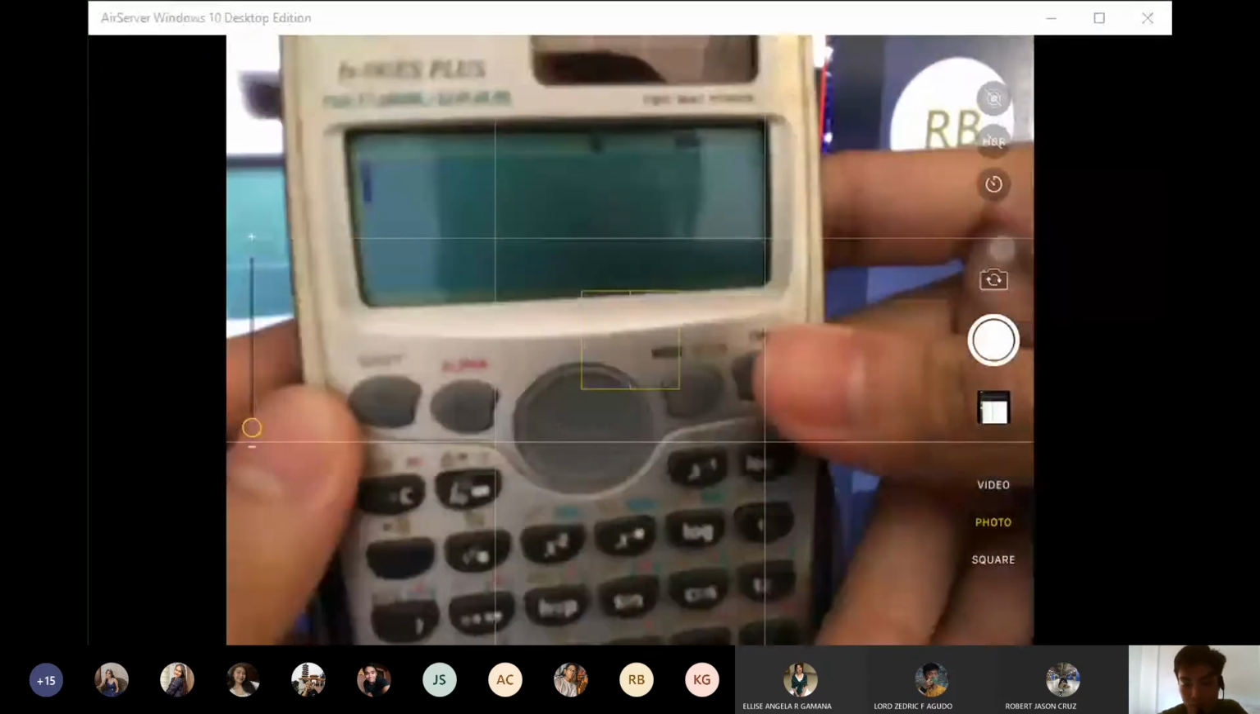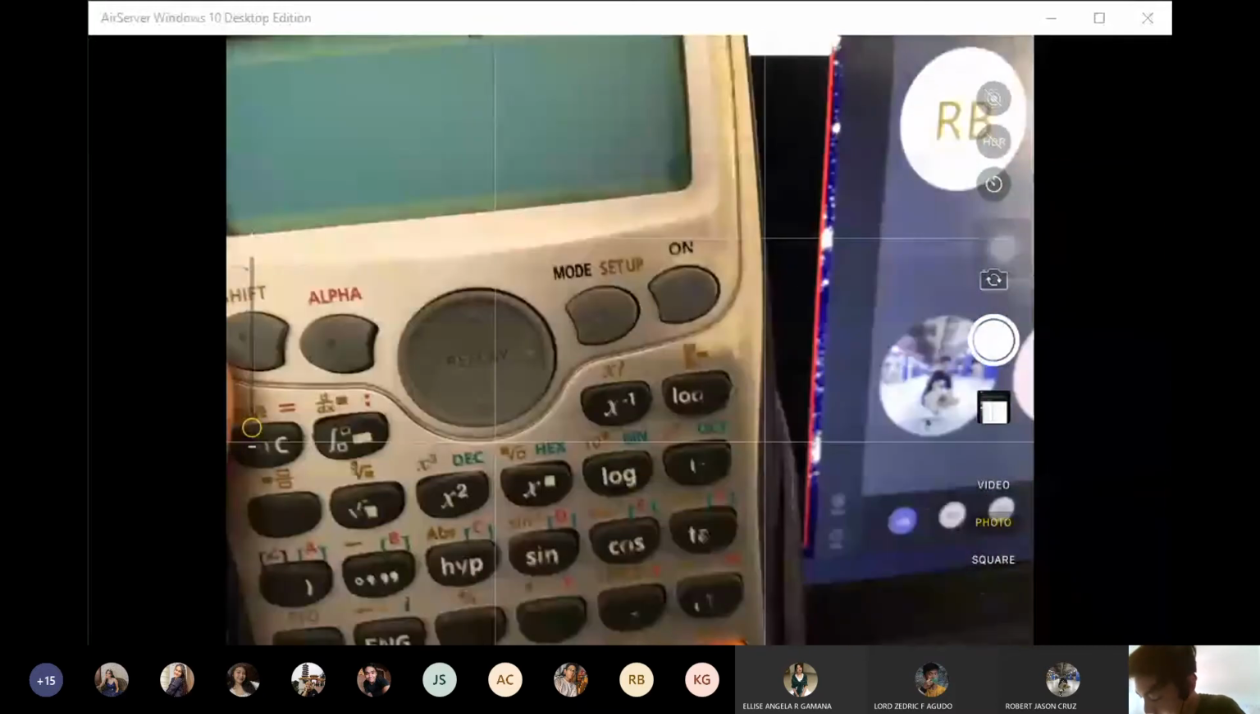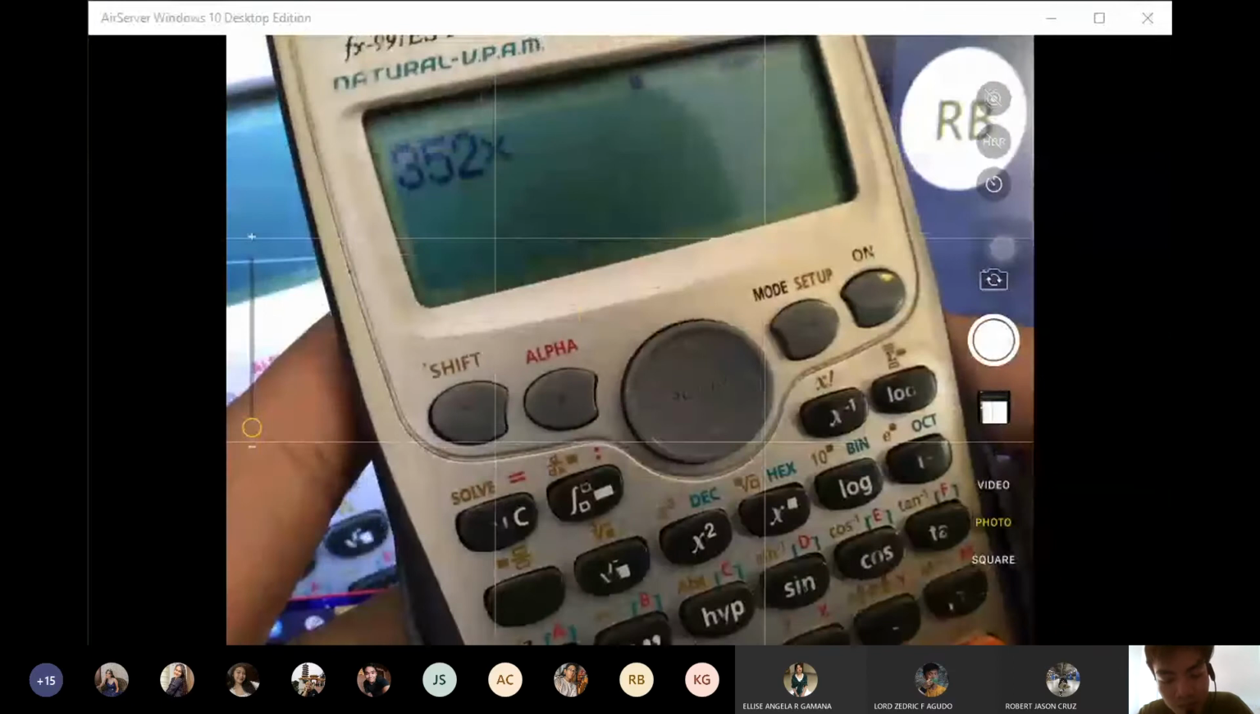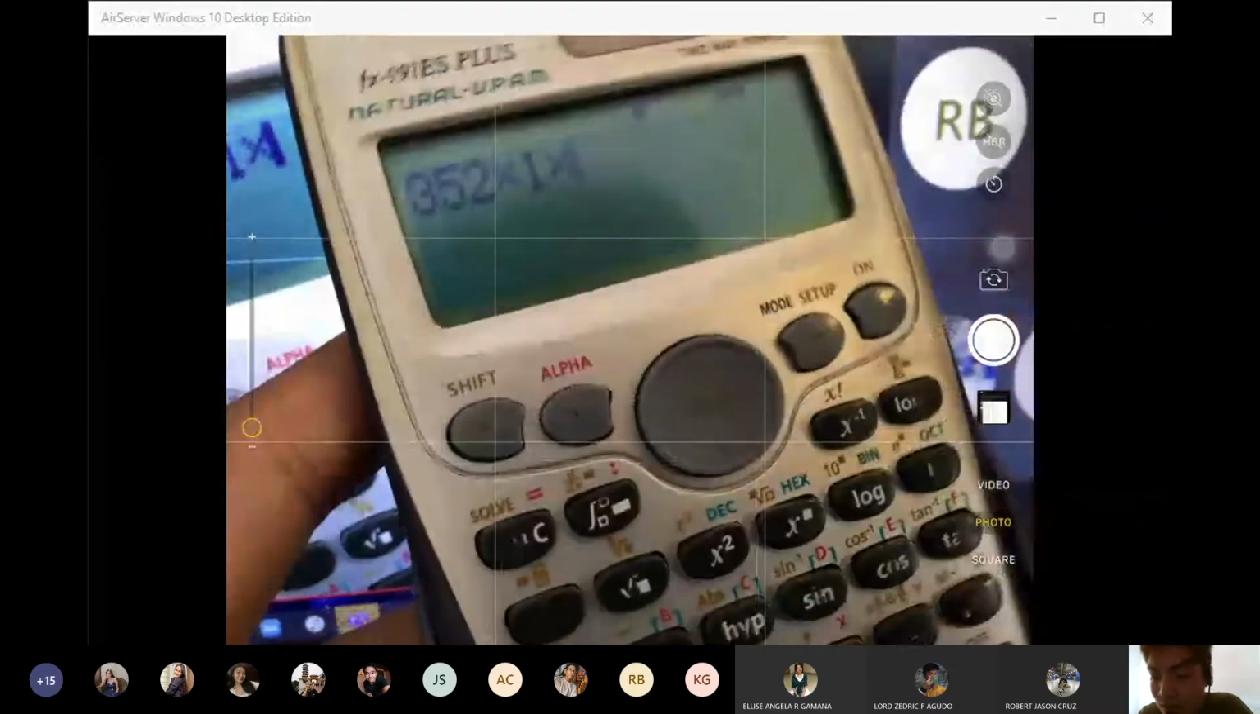So, plug it in. First, type the mass. The mass is 352 grams. So, 352 times C, the specific heat, which is just 1, times the change in temperature.